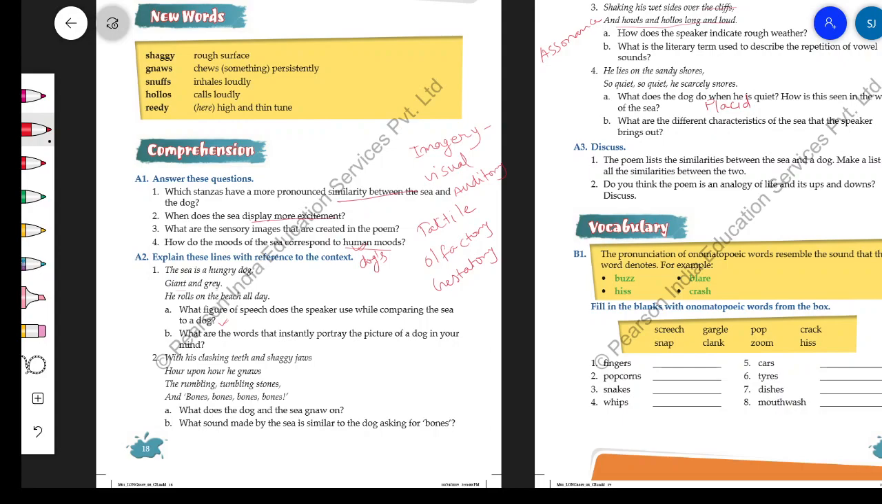So, well, that's it for this section. Finally, we have got discussion section A3. And here, the first thing you are asked is: the poem lists the similarities between the sea and a dog. Make a list of all the similarities between the two. Well, you can look at the poem and find the similarities. That will give you one idea, right?